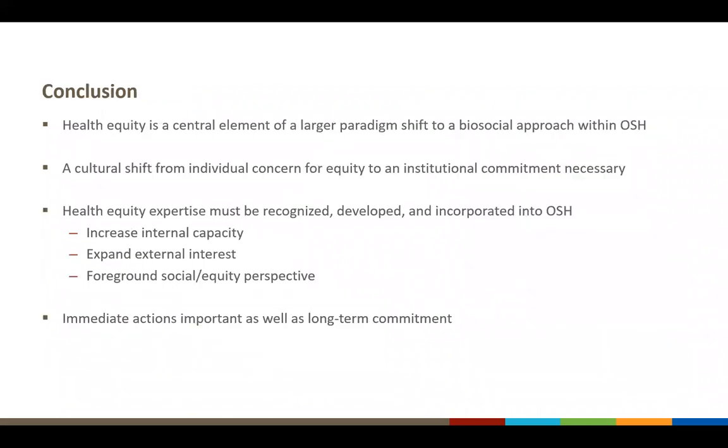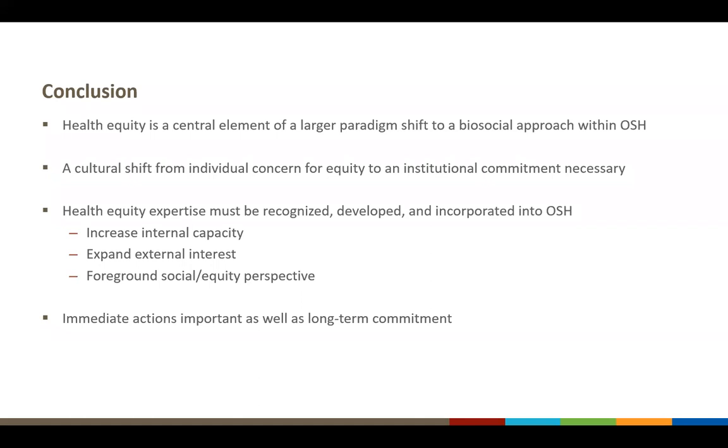So in conclusion, health equity is a central element of the larger paradigm shift to a biosocial or biopsychosocial approach within occupational safety and health as a field. Essential to this is the need for a culture shift from concern for health equity being the standard bearers of individual concerns to really making concern for health equity an institutionalized commitment.